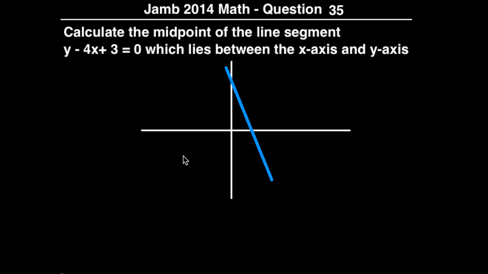Okay, we're looking at question 35 of the Math 2014 JAMB exam, and we're asked to calculate the midpoint of a line segment. We're given the equation as y minus 4x plus 3, and we're trying to find the midpoint of the line segment between the x and the y-axis.